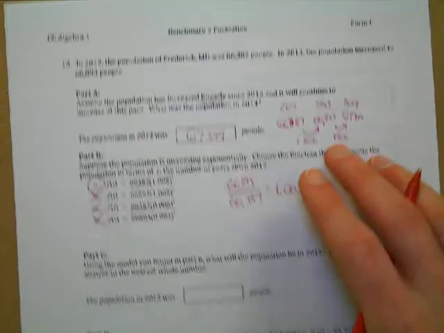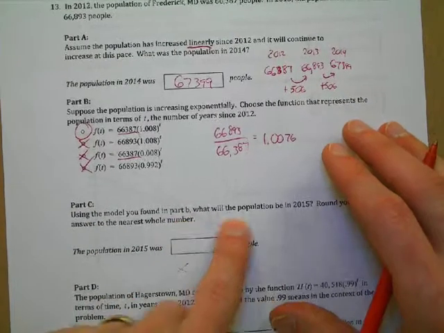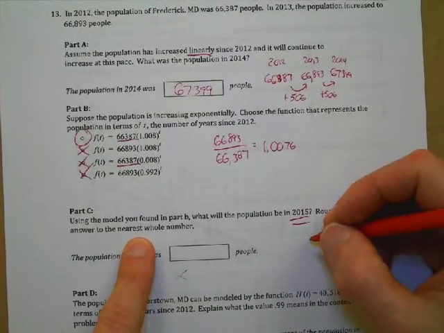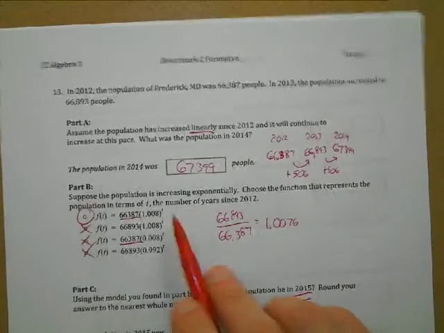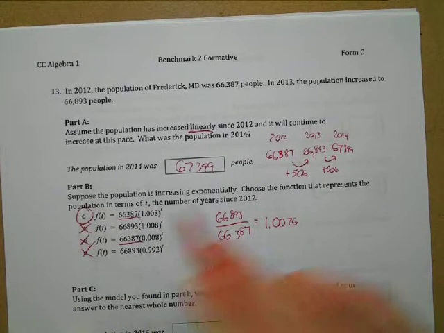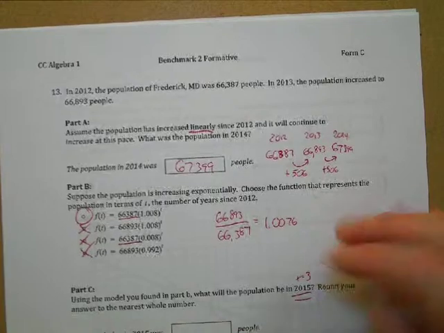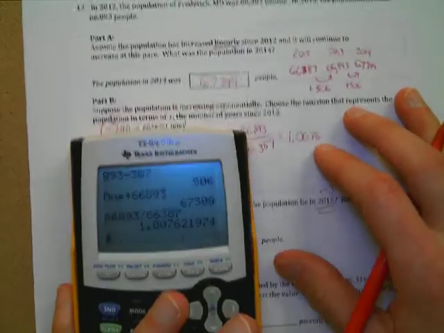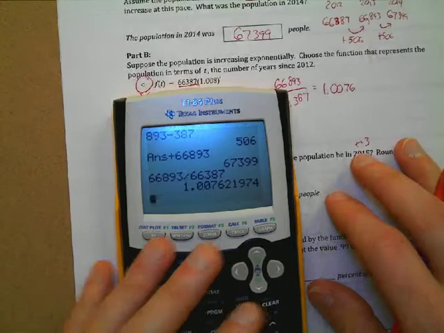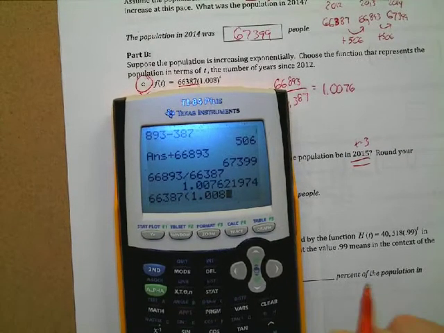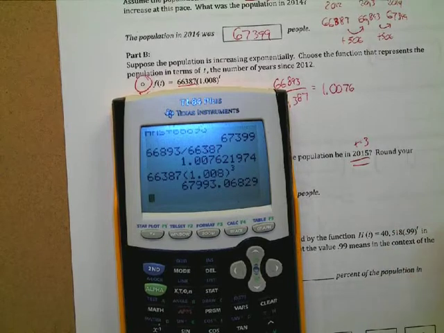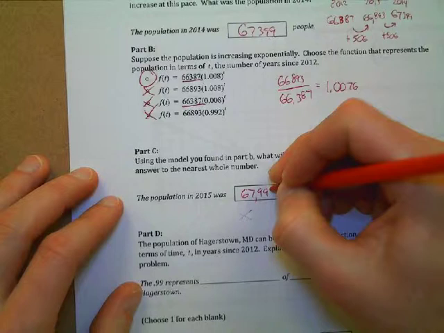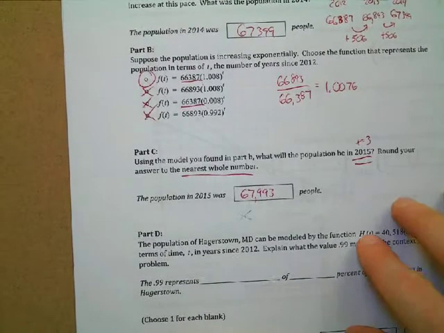Okay. In part C, using the model you found in part B, what will the population be in 2015? Round your answer to the nearest whole number. Now in 2015, we don't put in 2015 for t, because the number of years since 2012 is t. So 2015 is t equals 3, so we'll plug 3 in for our t. So 66,387 times 1.008 to the 3, or about 67,993. And round to the nearest whole number. No parts of people, please.